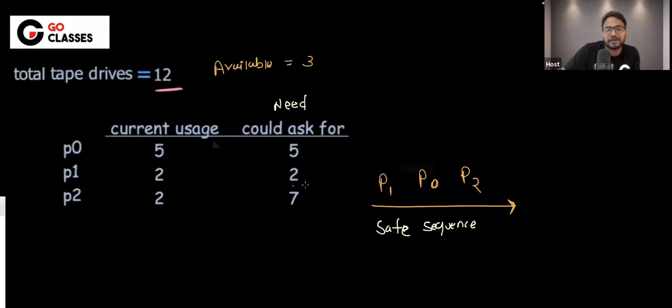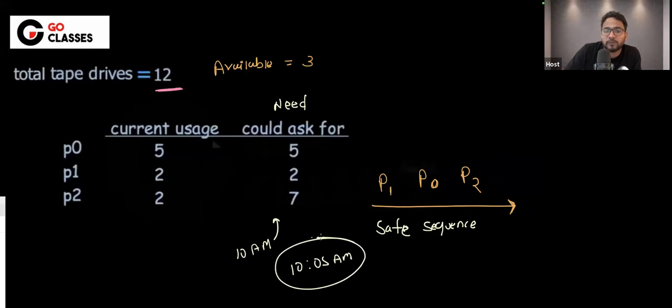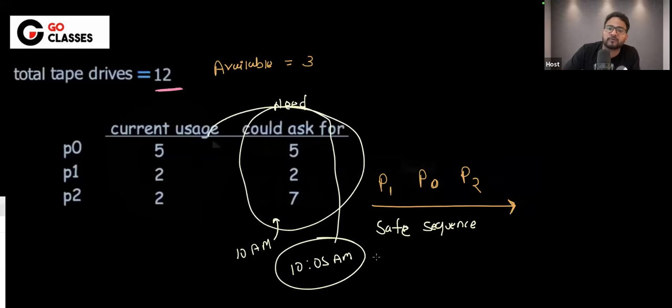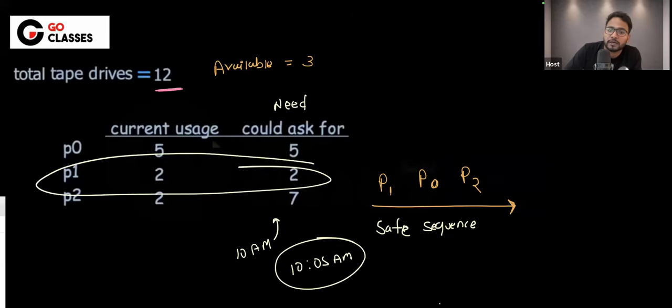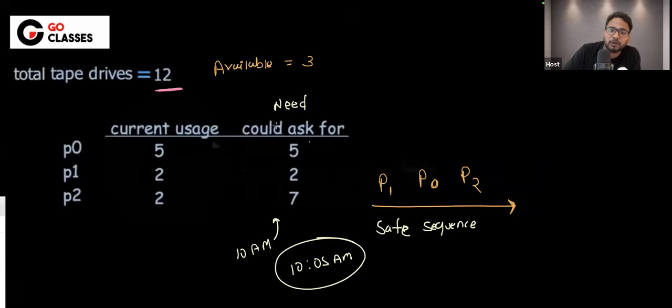Even if they ask for this, let's suppose at 10 a.m. this is the situation, and at 10:05 a.m. all of them ask immediately for this, I mean 5 to 7. In that case, first you fulfill demand of P1, right? Then you fulfill demand of P0, then you fulfill demand of P2, right? I mean, this is the safe sequence. So basically, if you follow this sequence, there cannot be any deadlock. Getting my point? Slowly, you will get to understand what I'm trying to say.